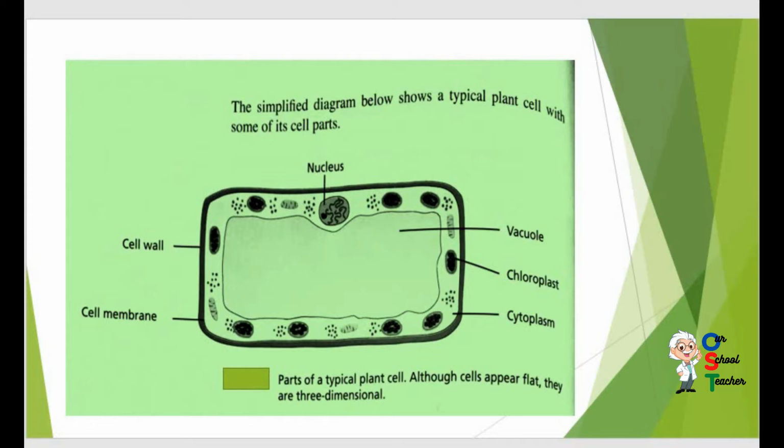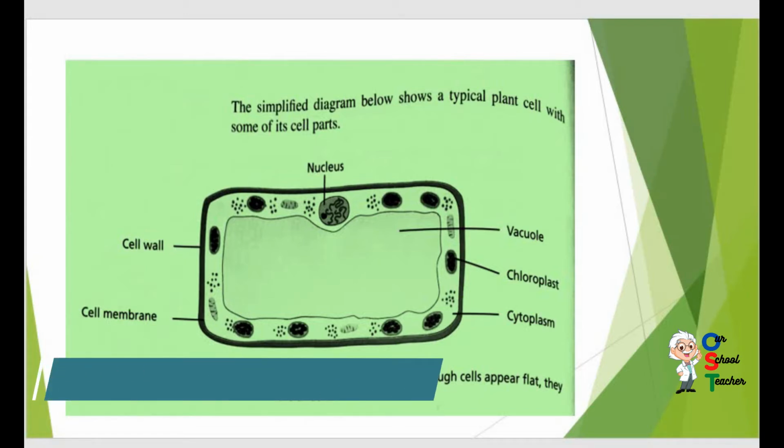First one is the cell wall. This is the outer covering of the cell. The inner covering is known as the cell membrane. I am just telling the names, we will discuss them one by one. This is the nucleus. This is the large vacuole, you can see. And these disc-like structures are known as chloroplasts.